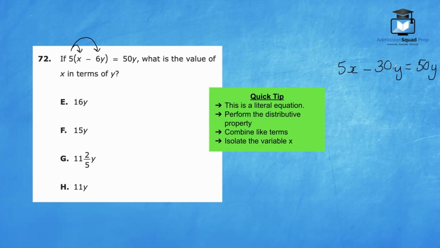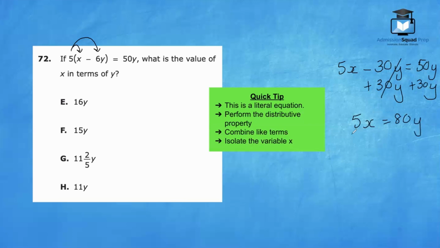Now we can combine like terms. Negative 30y and 50y are like terms, but in order to move negative 30y over to the right-hand side, we need to perform the inverse operation method. The opposite of subtracting 30y is to add 30y to both sides. We now have 5x equals 80y. Our final step is to divide both sides of this equation by 5. So we have x equals 16y. So E is the correct answer.